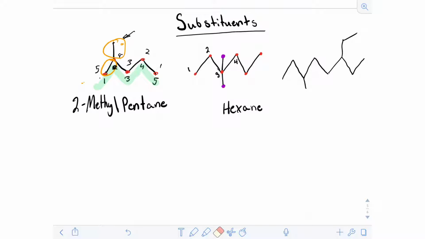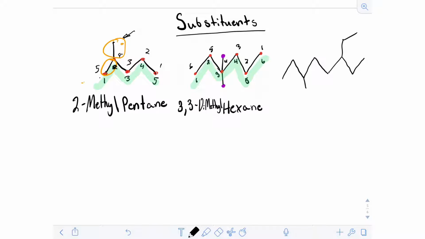I'm going to put them all on the same side. 1, 2, 3, 4, 5, 6. 1, 2, 3, 4, 5, 6. Right here, the bottom numbers are going to be our lowest. Then we're going to find out where these two methyls are. The two methyls are located at 3. And since there are two methyls, you do mark 3,3-dimethyl.